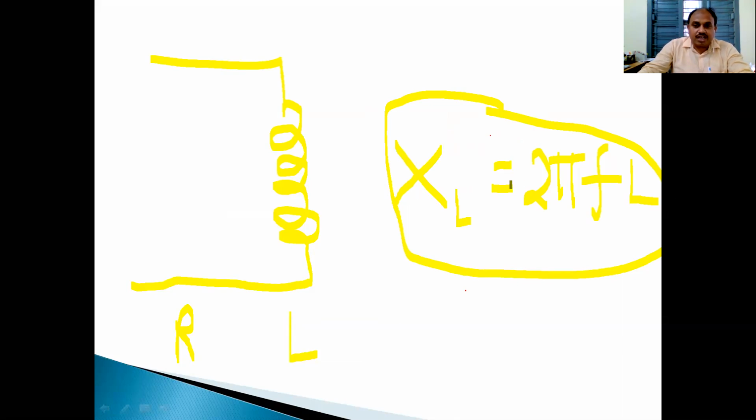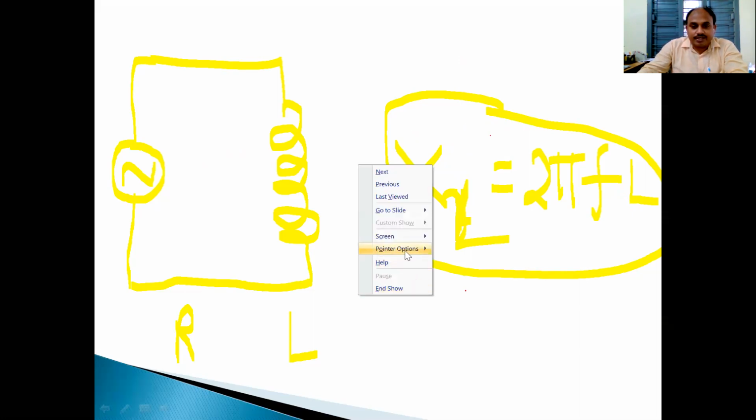If we give an alternating supply to this primary coil, alternating supply means it must have some frequency. That is the F value. If frequency exists in a coil, it produces some reactance, which is called inductive reactance. So the inductive reactance of a coil is given by 2 pi F into L. L is the inductance, F is the supply frequency. XL is called the inductive reactance of the coil. If it is a primary coil, that is represented with 1. If it is a secondary coil, that is represented with 2. So primary resistance, primary reactance, secondary resistance, secondary reactance values.